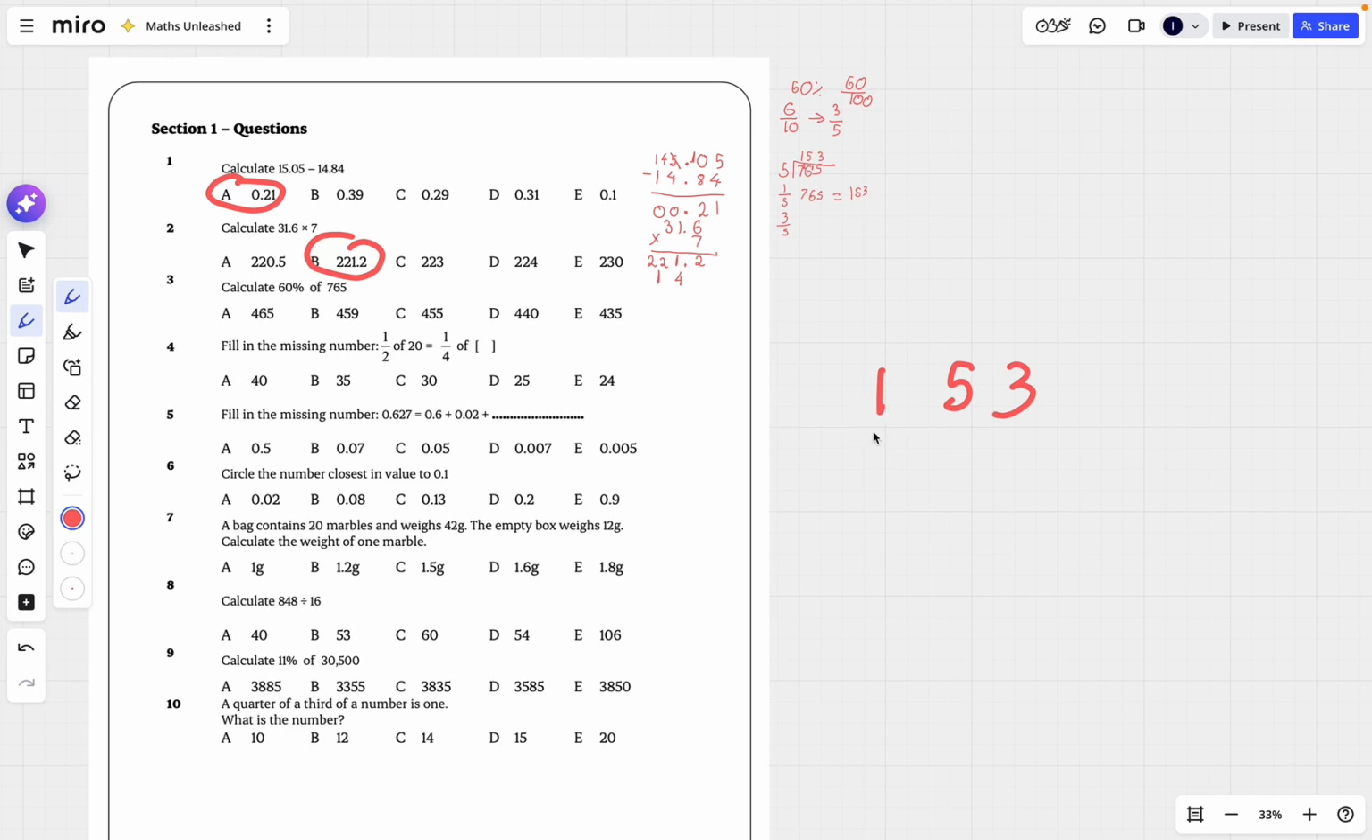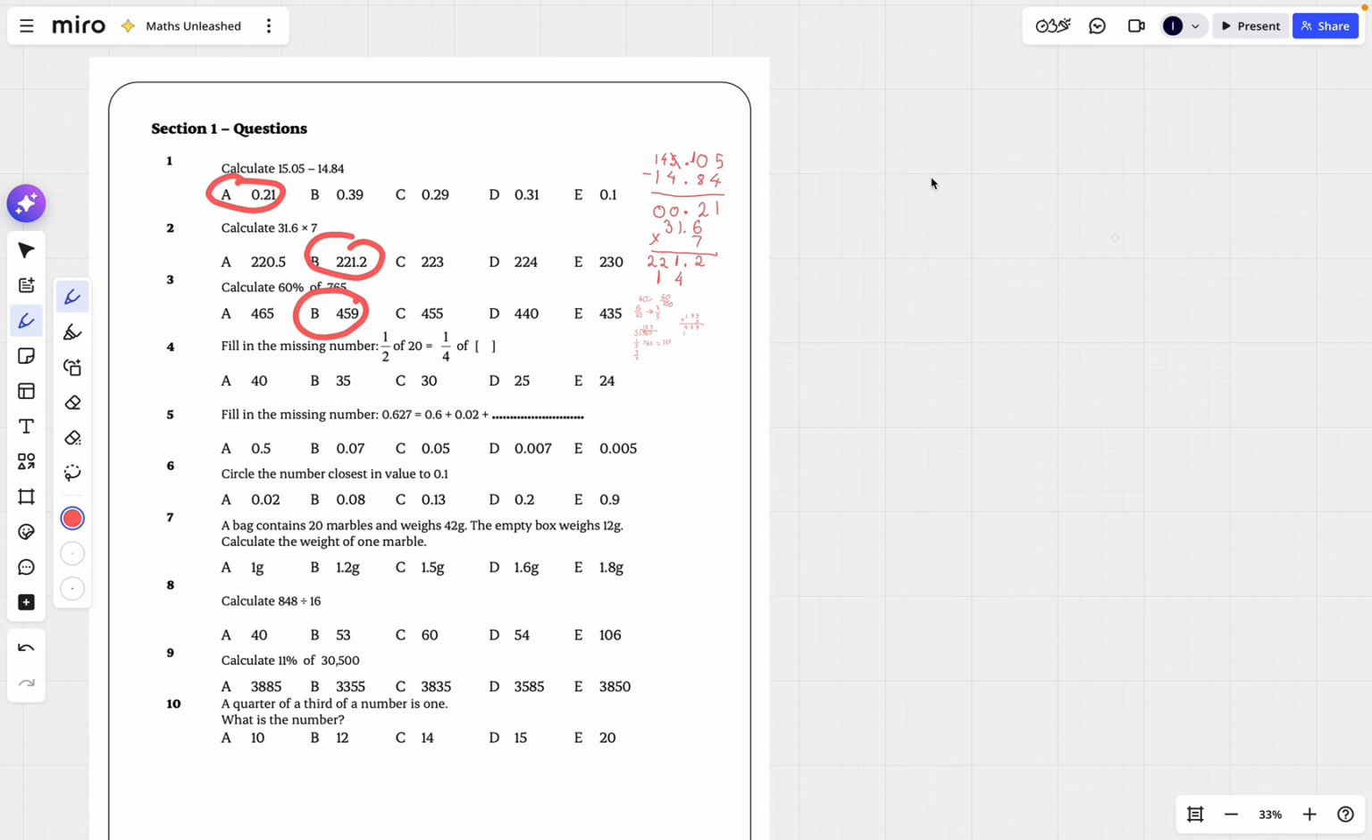153 times 3. 3 times 3 is 9. 5 times 3 is 15, so we put 5 then carry over 1. 1 times 3 is 3 and plus the 1 is 4. So we know 3/5 of 765 is 459, and that 3/5 is equal to 60%. So our answer is B, 459.